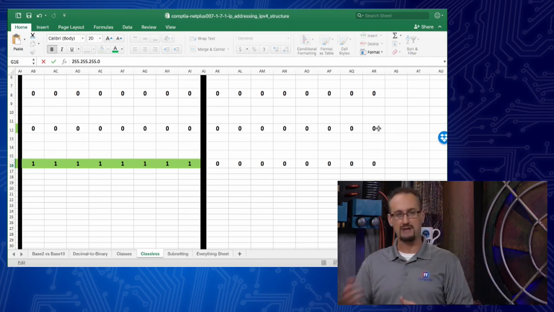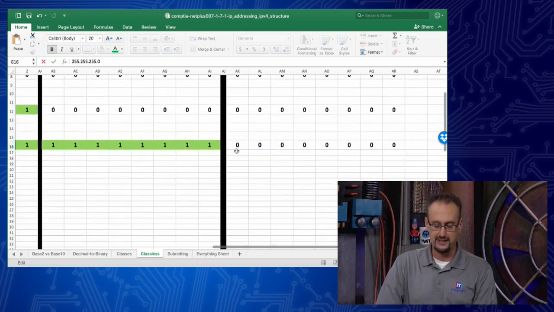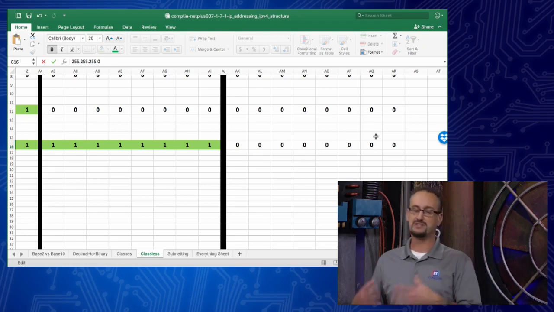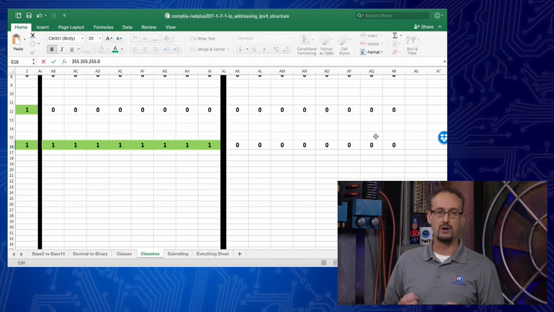That's 65,534 possibilities. Right? If we decrease it even more, which is what the classful system would do, all the way down to 8 bits, well, now I only have 8 bits for my host, and that's 254 potential nodes that we can have on a network, right?